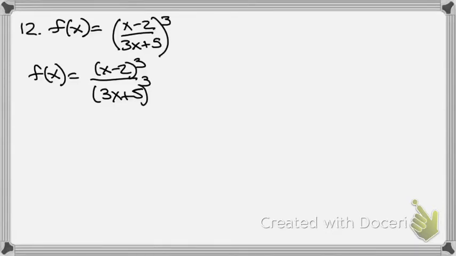Okay, number 12. Most of my students are choosing to do it like this, where you apply the exponent to both the numerator and the denominator, and then do a quotient rule. So make sure you know how to do the derivative of both of them. The derivative of the numerator would be 3(x - 2)^2. The derivative of the inside is a 1, so we don't need to write it.